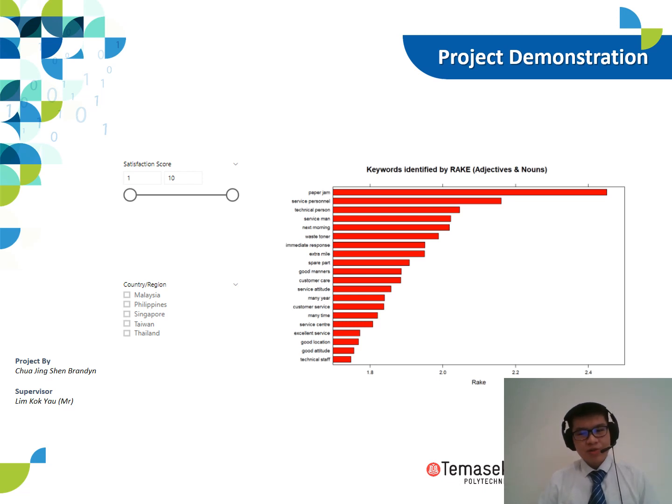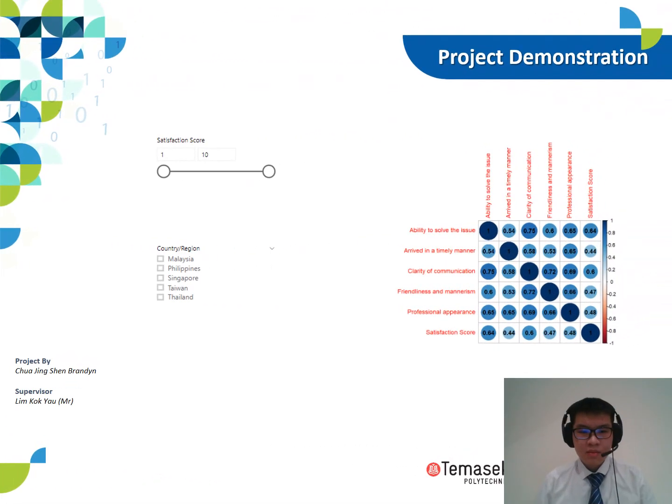A bit about this project and the demonstration of it. As you can see on the screen right now, this is RAKE. It stands for Rapid Automatic Keyword Extraction, a function that is provided in the UDPipe package. This RAKE helps to identify keywords in your customer comments. To the side of the RAKE graph, you can see the two slicers in Power BI, satisfaction score and country and region. This allows higher levels of management to change what region they would like to analyze based on the needs that they have.